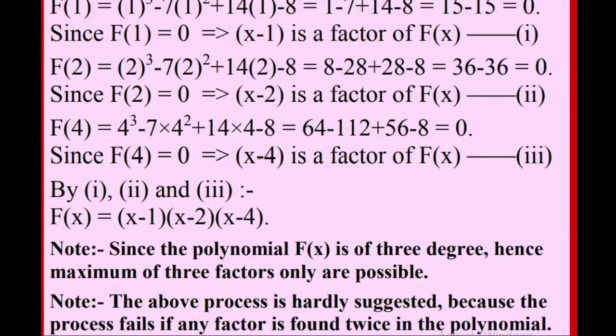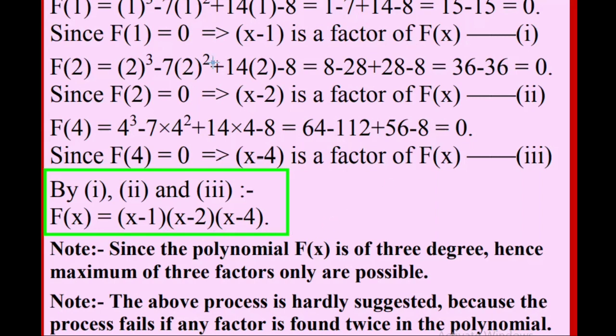So let's see the last few lines. From equations 1, 2 and 3, we can say that f(x) is equal to x minus 1 multiplied by x minus 2 multiplied by x minus 4. The solution is complete, but this particular process is not suggested.